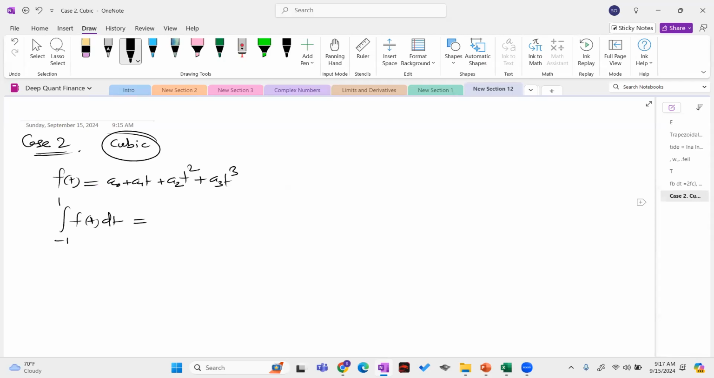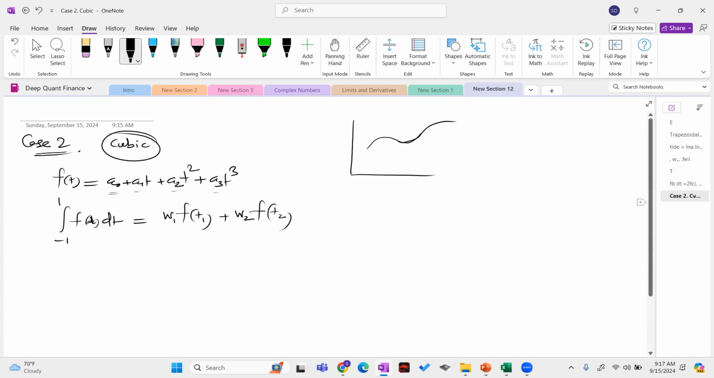For cubic, we have how many parameters? A0, A1, A2, A3, right? Any cubic function can have these four different parameters. They will behave differently. So on the right-hand side, we also need four terms. And how will that look like? Let's say W1 f(t1) plus W2 f(t2). So we have any cubic function.